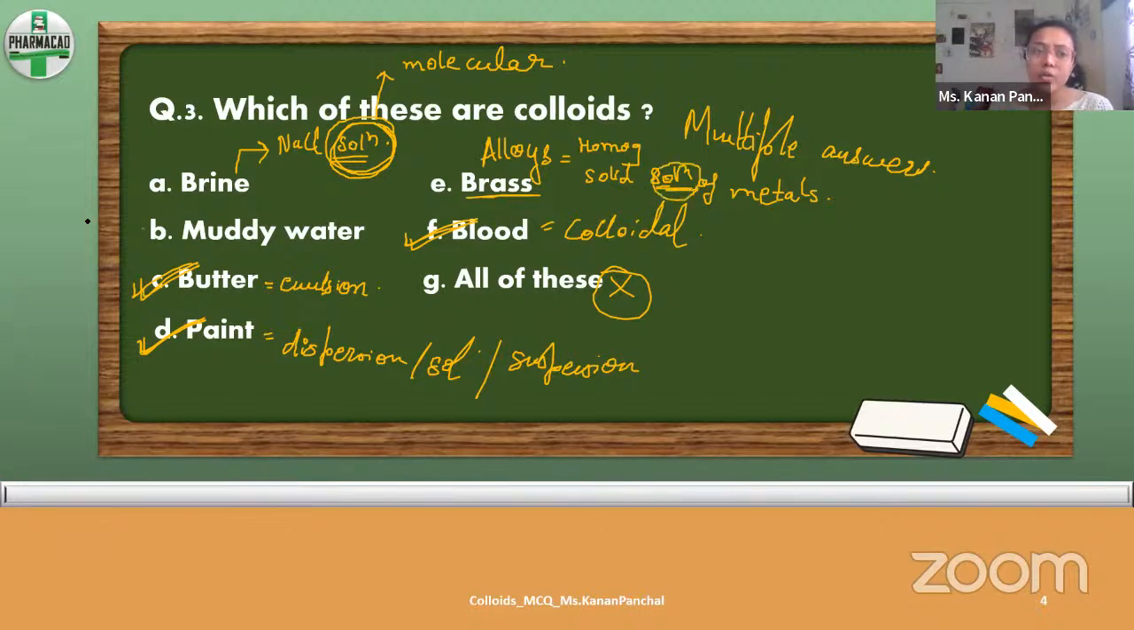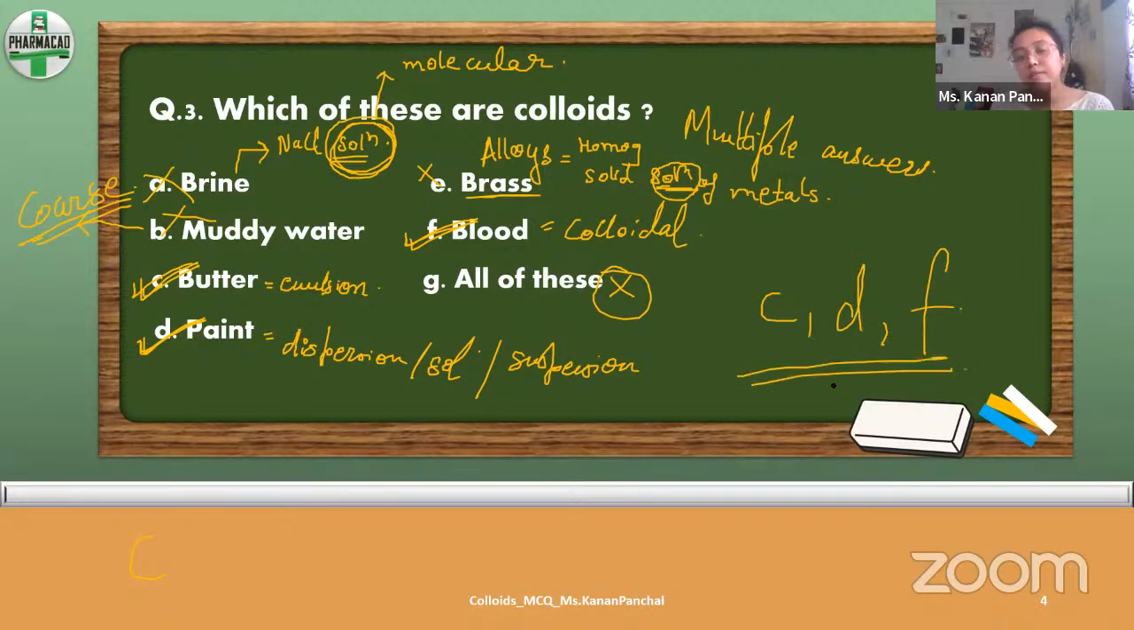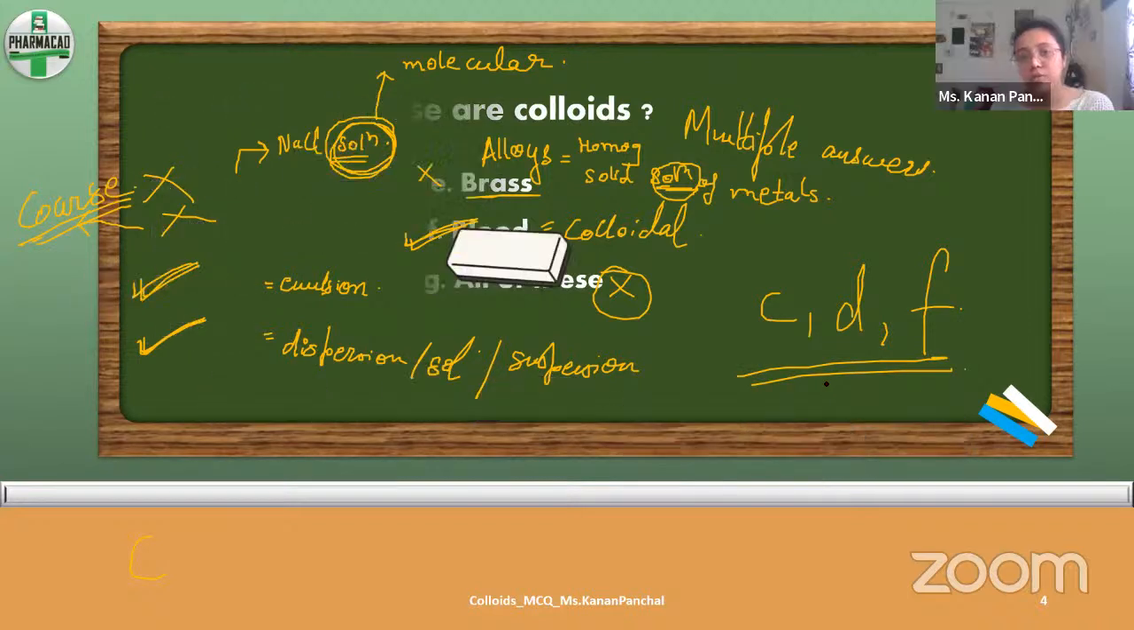Okay, so even this is a solution. And muddy water क्या हुआ? Mud को तुमने water में mix किया, so that you can see through your naked eyes, so that becomes a coarse system. So that is why these three are not the options, and the correct answers are C, D, and F. Clear, everyone? Yes, ma'am. Okay. Next, question 4.